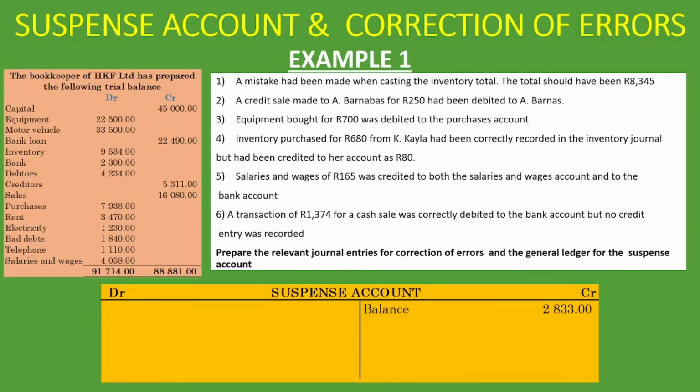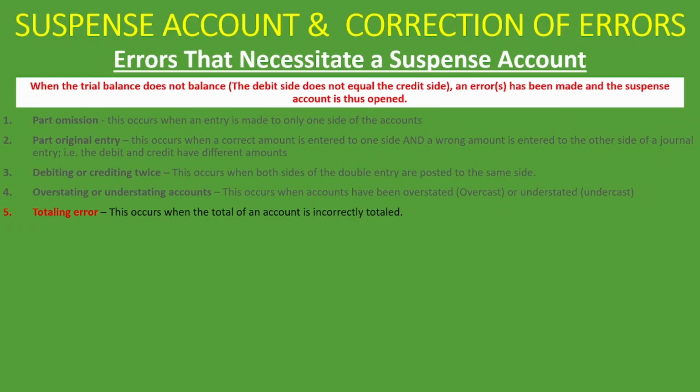So first question, what type of error is this? Is this an error that will affect our suspense account or not? Well, if it's a totaling error, then we already know that it affects our suspense account if you paid attention to our theory. And let's go back there. You can see here the last error we looked at here. And remember, these are errors that necessitate a suspense account, meaning it affects the suspense account. It says here totaling error.